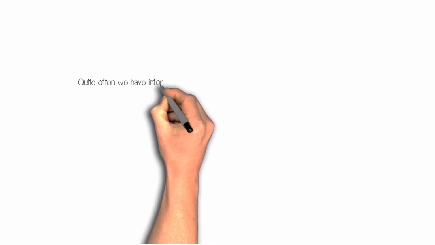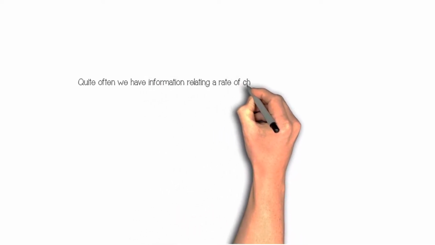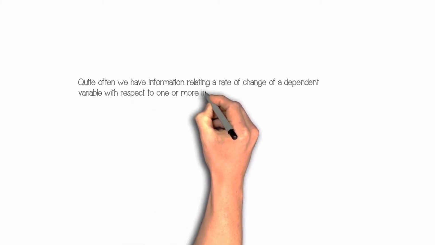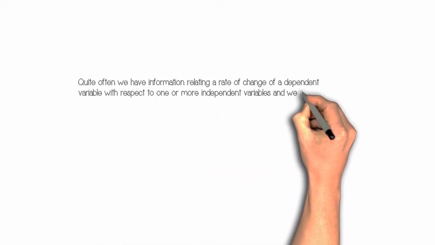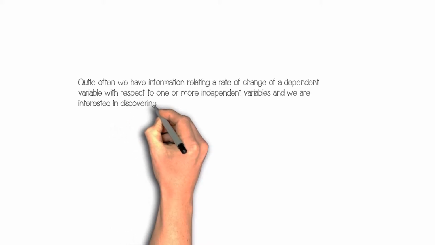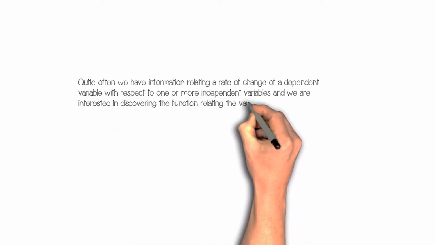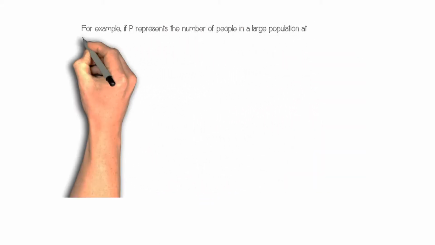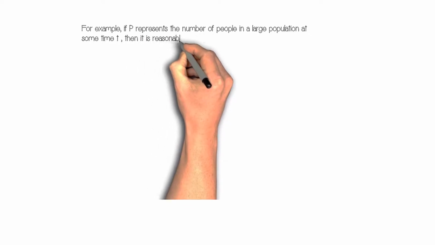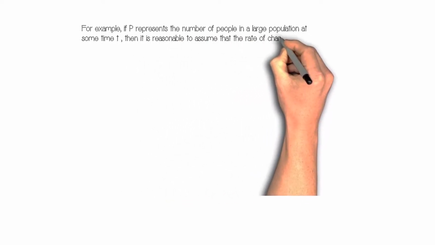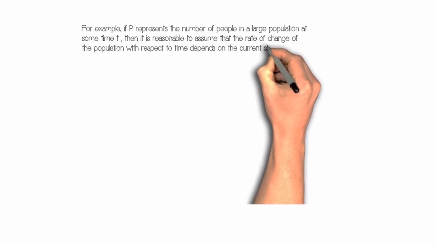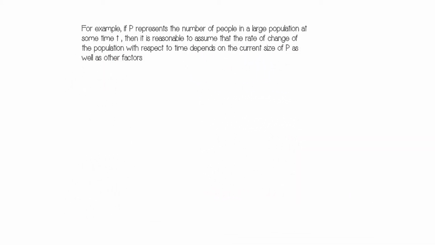Quite often we have information relating a rate of change of a dependent variable with respect to one or more independent variables, and we are interested in discovering the function relating the variables. For example, if we represent the number of people in a large population at some time t by p, then it is reasonable to assume that the rate of change of the population with respect to time depends on the current size of p as well as other factors.